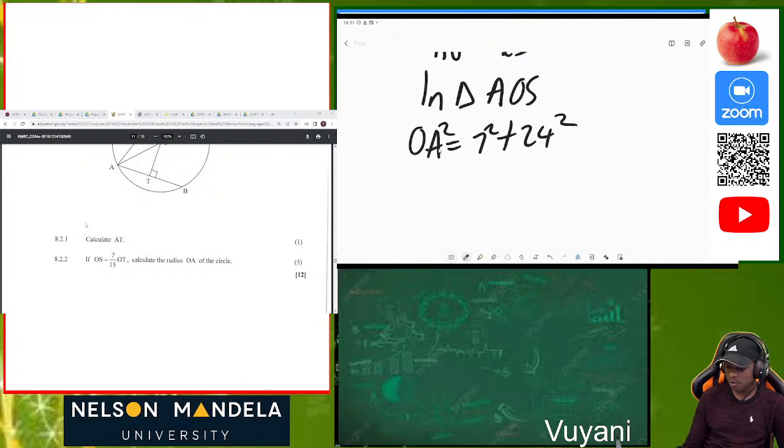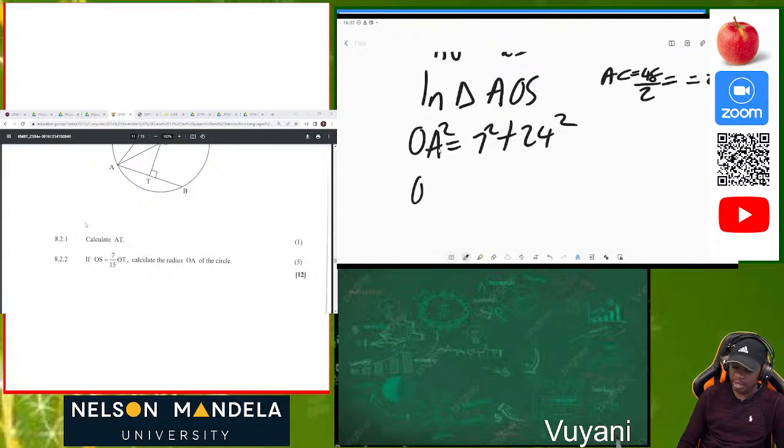How did we get 24? We said that the long line AC is equal to 48. So we divide by 2 the same way we did on 8.2.1. Then we get 24 centimeters. The reason is line from the center perpendicular to the chord. Now it's going to be 7 squared plus 24 squared.